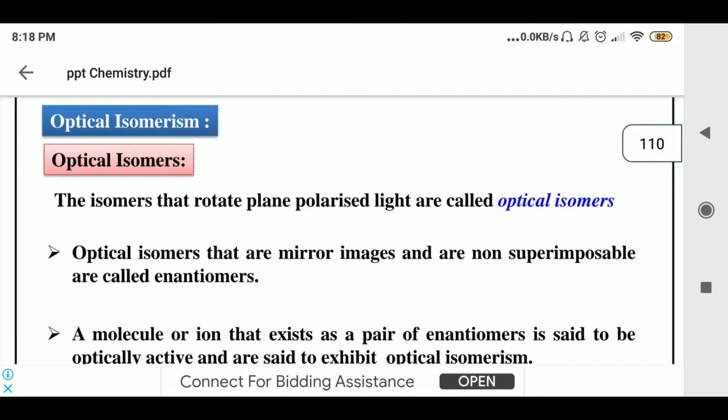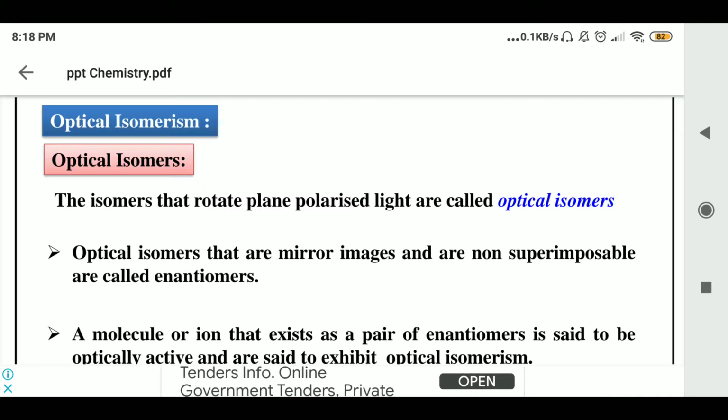So first, what are optical isomers? Let me read out the definition. Basically, first we need to understand what a chiral carbon is. Carbon has 4 valencies, so all the 4 valencies have to be satisfied with 4 different groups. That is known as a chiral carbon. And as far as optical isomers are concerned, the isomers that rotate the plane polarized light are called optical isomers. Optical isomers that are mirror images and non-superimposable are called enantiomers.